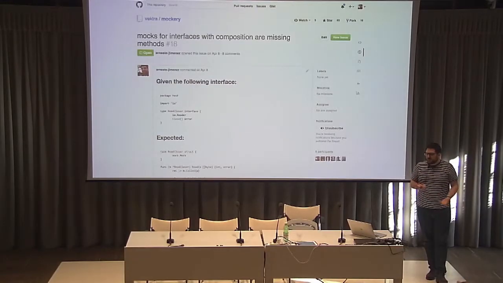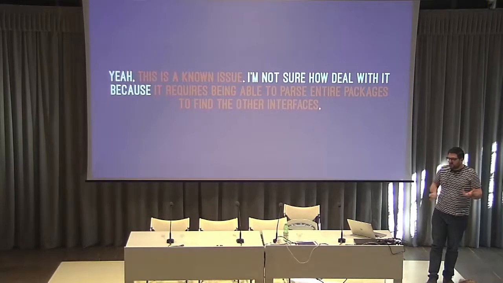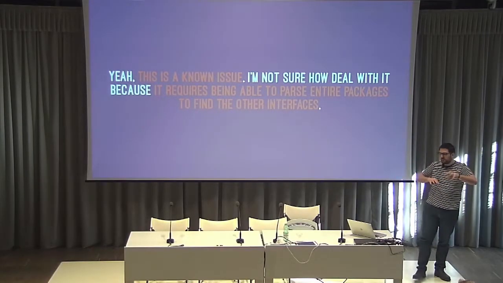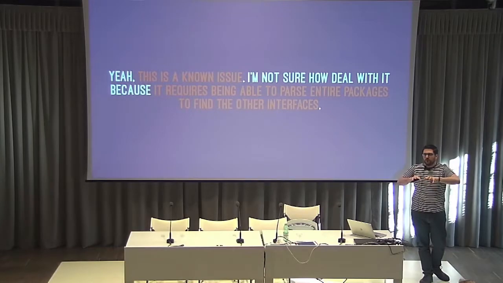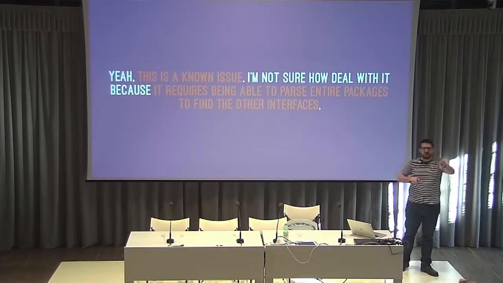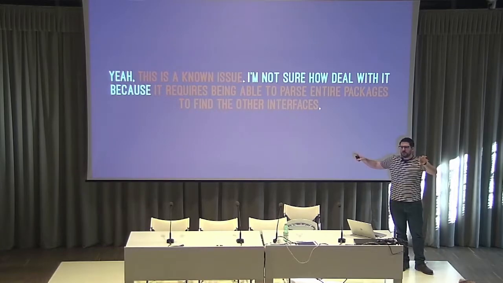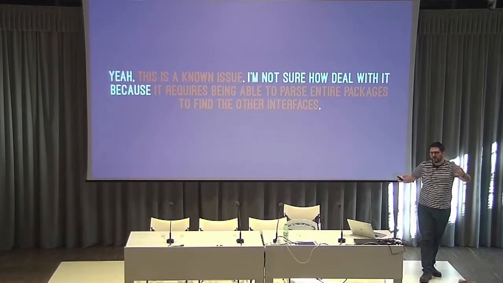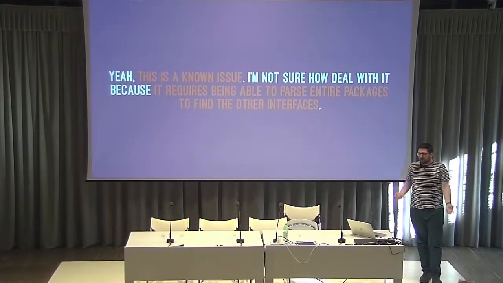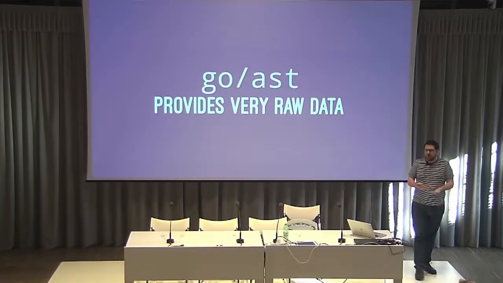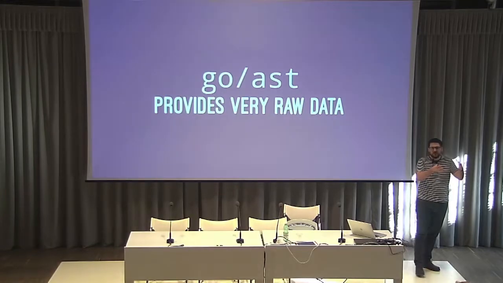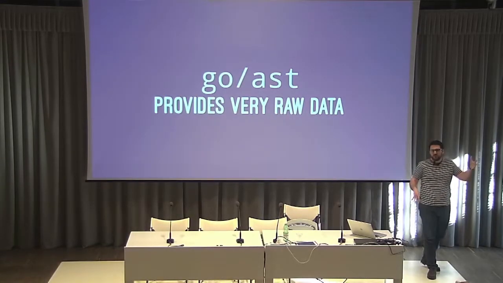So I created an issue, and even said, well, this is a non-issue. The thing is that it requires being able to parse entire packages and figure out all those dependencies and interfaces. When you are doing the embedding, I need to figure out that this is the embedding, and where do I need to go to figure out what that embedded interface's methods are. So it's really complex. And it was really complex because they were using the Go AST, and the Go AST is very raw data. It's just the syntax tree from your syntax. It's not doing any of that resolution or anything like that.